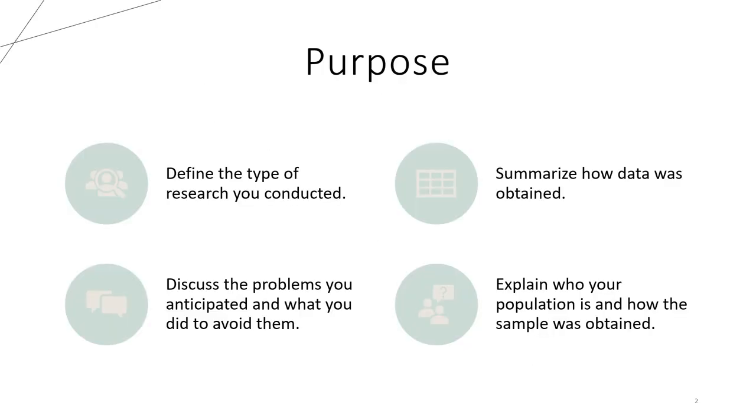This section of your paper has a few different purposes. The first is to define what type of research you conducted. You're just giving a little bit of information so that anybody who reads it will be able to identify exactly what your research project was and what you were trying to find. You're also going to discuss any problems that you anticipated and what you did to avoid them. You're going to summarize how your data was collected and analyzed, and explain who your population is and how the sample was obtained.